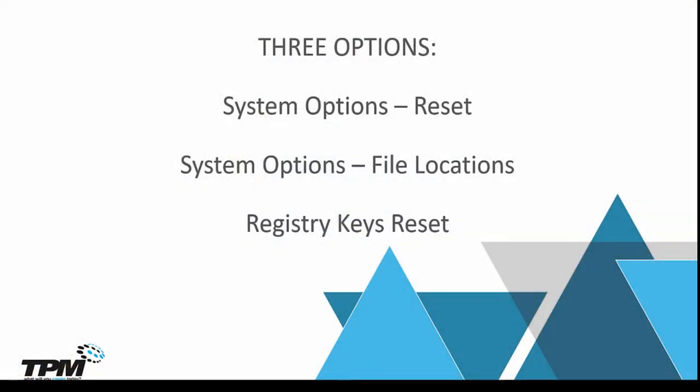So these are 3 ways we can find and reset file locations: the Reset button, add or delete individual location paths, or by resetting the registry key. Again, use caution when working in the registry. If unsure, it is better to contact your IT department.